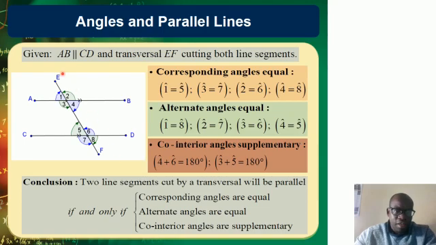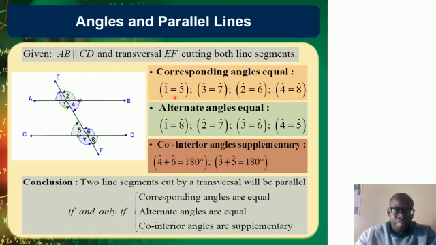So, given line AB and line CD, and they are parallel. What are parallel lines? These are lines which can never meet, or these are lines which have got the same slope. In the transversal line EF, what can you conclude, or what can you see?